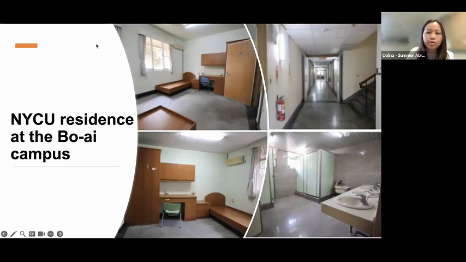I'm going to share the link on the website so that students can go to the link to see what the residences look like. They have more photos. I just selected a few photos to give you a reference. This is a double room. You can see 2 beds, a hallway, and a washroom.